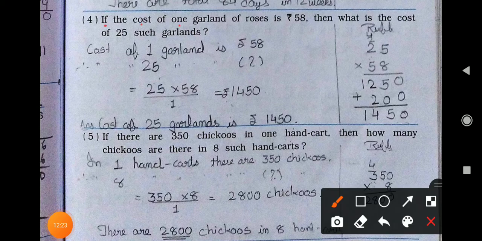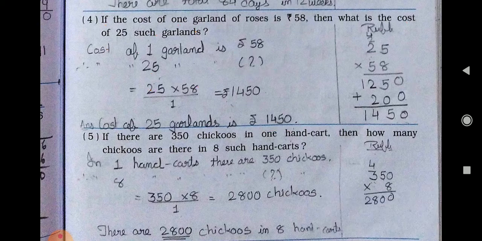If the cost of one garland of roses is rupees 58, then what is the cost of 25 such garlands? Cost of one garland is 58 rupees. Cost of 25 garlands is equal to what? 25 multiply with 58, you will get 1450. Do multiply like this. Cost of 25 garlands is rupees 1450.